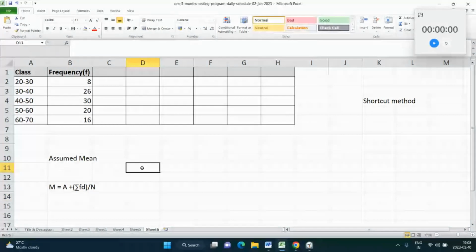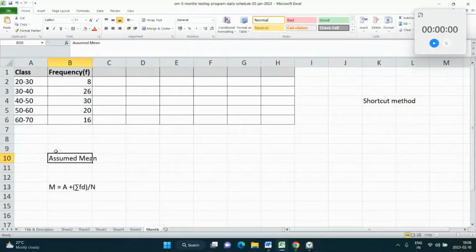First, let us have the assumed mean. A is equal to assumed mean. What is an assumed mean? See, these are all frequencies. This is all class intervals. You have to assume something in the middle. I am going to assume 8, 26.